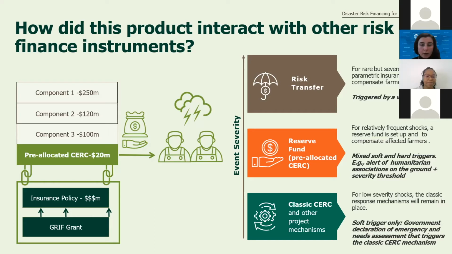And finally, for rare but very severe events, we are currently developing a parametric insurance product that will compensate farmers for severe weather shocks that go beyond the ones that can be covered from the reserve fund or the classical CIRC. And in this case, the risk transfer will be triggered by a weather index. We are talking about a parametric weather index. And at this very moment, we are focusing on the soil moisture index. Again, everything is still work in progress. And the soil moisture index is the closest to replicate the impacts of previous weather shocks in DRC. Next slide.